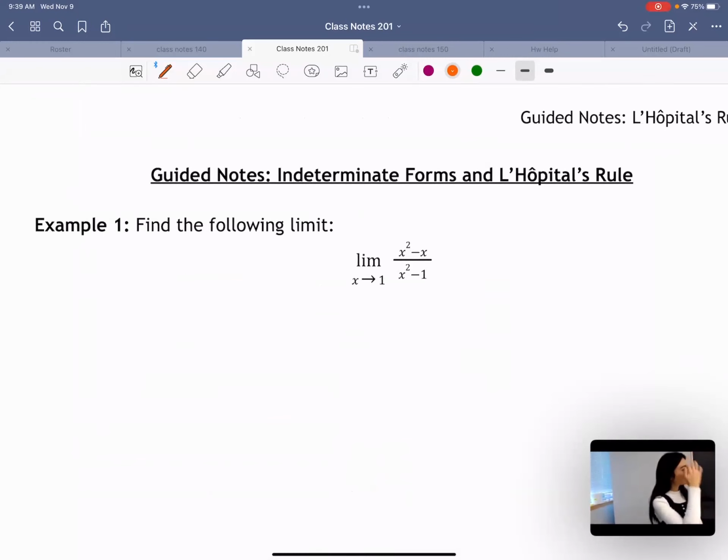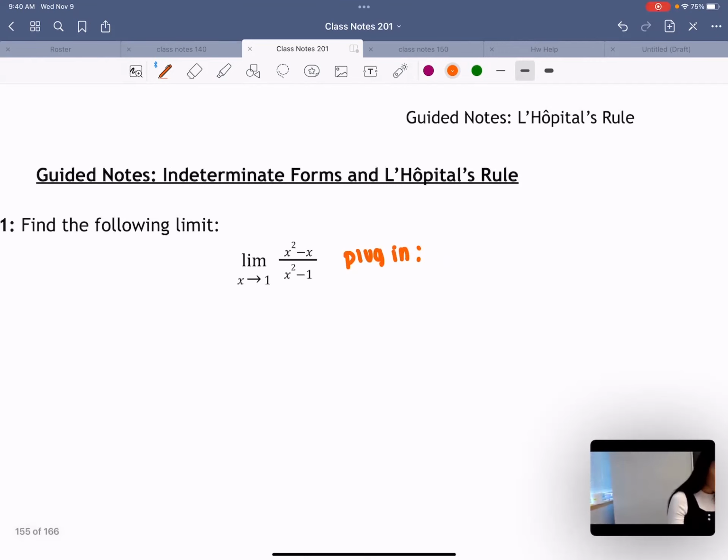Okay, so in this example, we're asked to find the limit as x goes to 1 of this function. And I don't know if you remember, because it was a long time ago, but I told you that whenever you saw a limit, we just plug in the number and see if it works, right? That's the first thing that we do. It's the easiest thing to do. Okay, so let's just plug in.